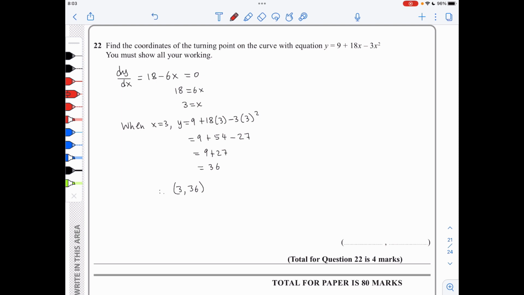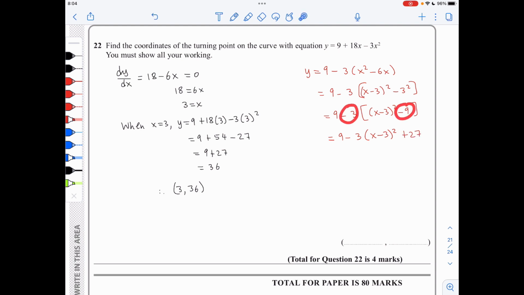Alternatively, we could have used completing the square. So I could have said that y is 9 minus 3 times x squared minus 6x. So this is 9 minus 3 times x minus 3 squared minus 3 squared, which leads to 9 minus 3 brackets x minus 3 squared minus 9. And therefore it's 9 minus 3 brackets x minus 3 squared plus 27. I multiplied the negative 3 with the negative 9. So this leads to 36 minus 3 times x minus 3 squared.